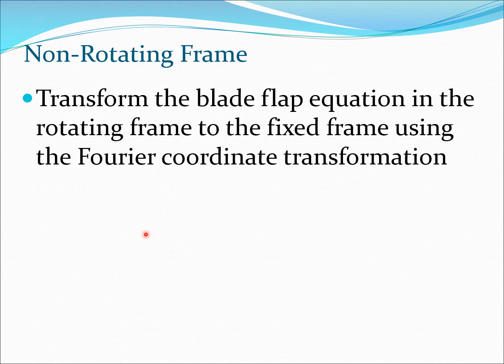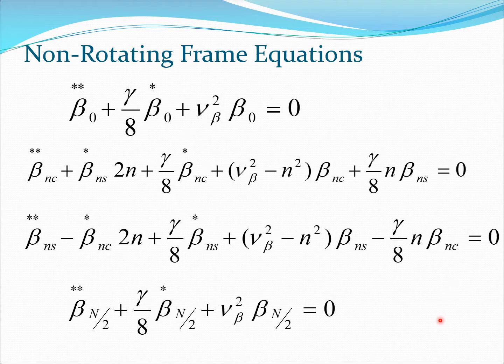Now we showed in the previous lecture that you could transform the flap equation into the non-rotating frame using a mathematical tool known as the Fourier coordinate transformation, or the FCT. Once we had done this transformation, you obtain the non-rotating frame equation. So you essentially have four equations. You have one equation in beta 0, one in beta nc, another in beta ns, and then an equation in beta n by 2.